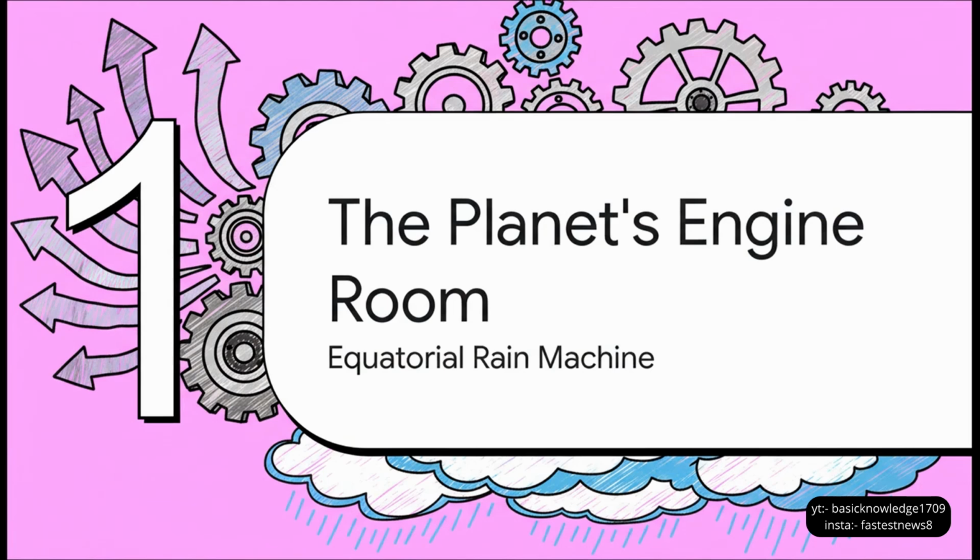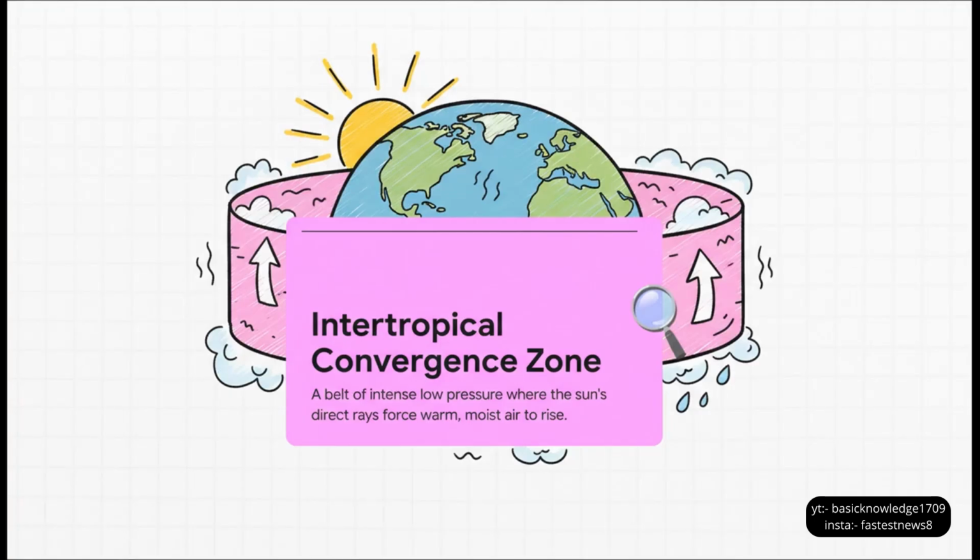Okay, so our journey starts right at the equator. This is basically the planet's engine room. It's where all the action kicks off. Now, scientists have a fancy name for this, the intertropical convergence zone. But all that really means is that this is where the sun's rays are most direct. They're just hammering the Earth with maximum power. And all that intense heat creates this belt of low pressure that wraps around the entire globe.